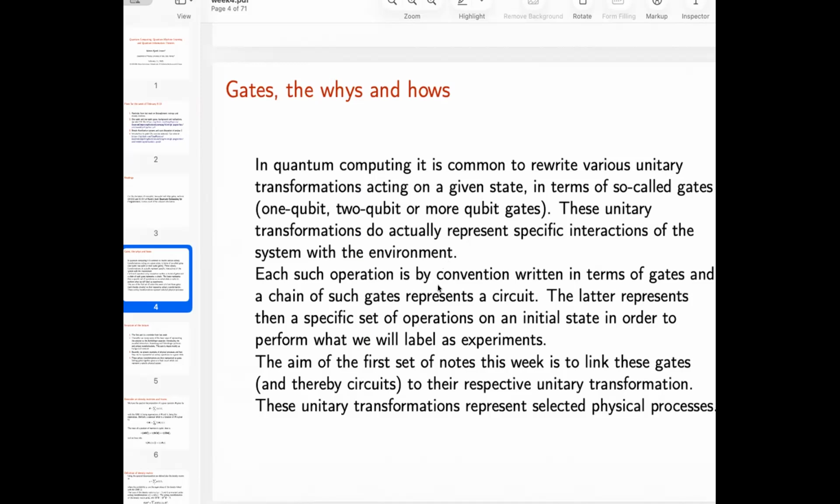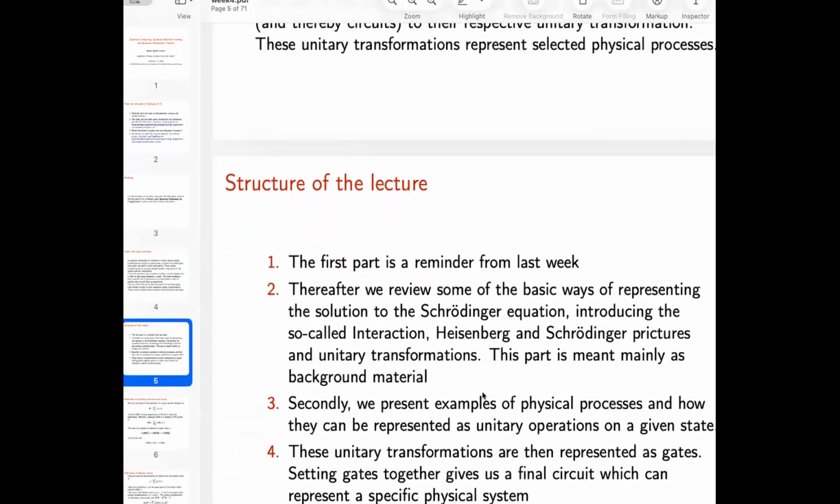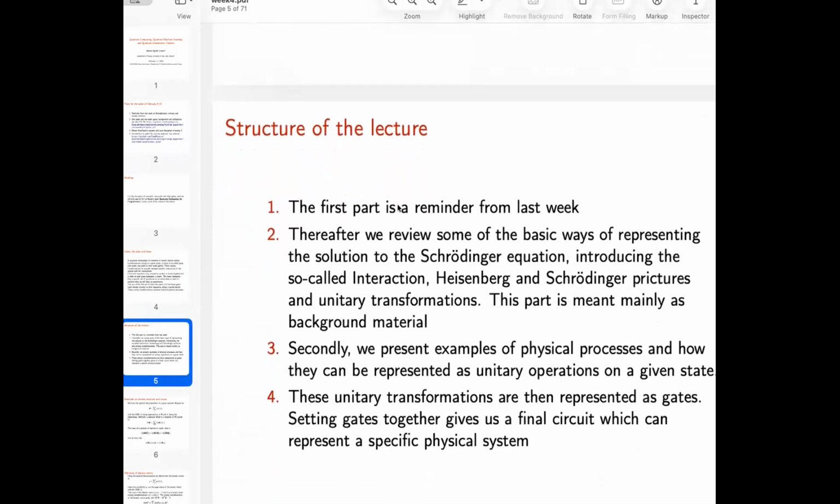Then we write down the physical operations of a unitary operator in terms of a circuit, which is composed of different gates, which are physical operations. But when we write this in pure theory, these are just mathematical operations on a state, which are then represented by these gates. So in the first set of these notes, you will also find how you link these to respective unitary transformations, and they represent selected physical mechanisms.